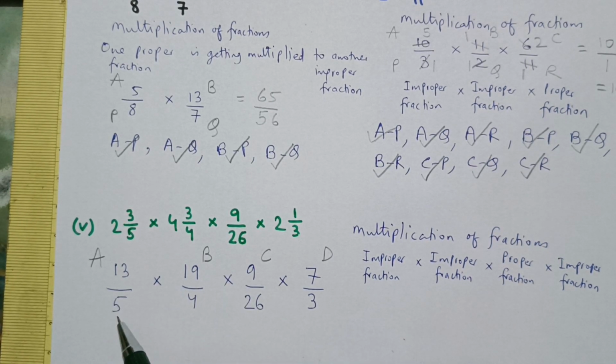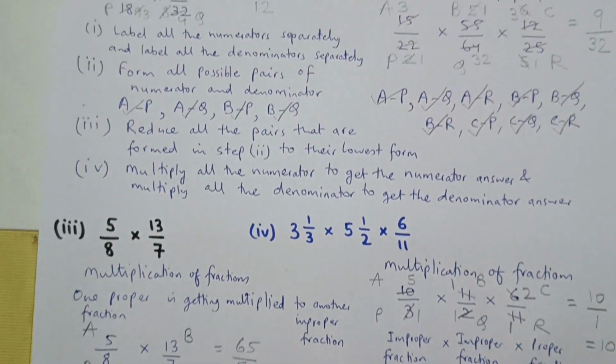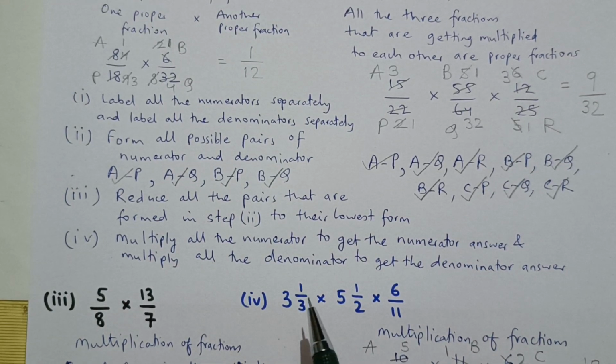Now let us label all the denominators separately. The denominators are 5, 4, 26 and 3. Let us say 5 is P, let us say 4 is Q, let us say 26 is R, let us say 3 is S. So the denominators are P, Q, R and S. So we have labeled all the numerators and denominators.